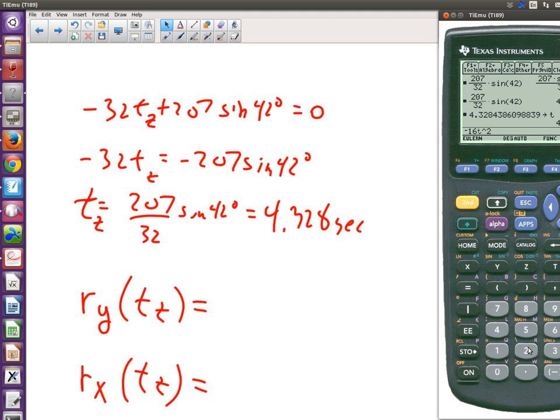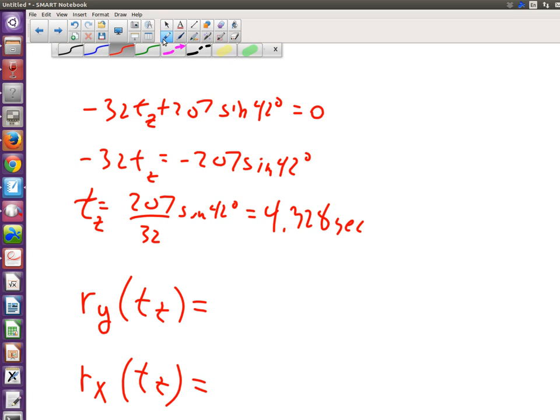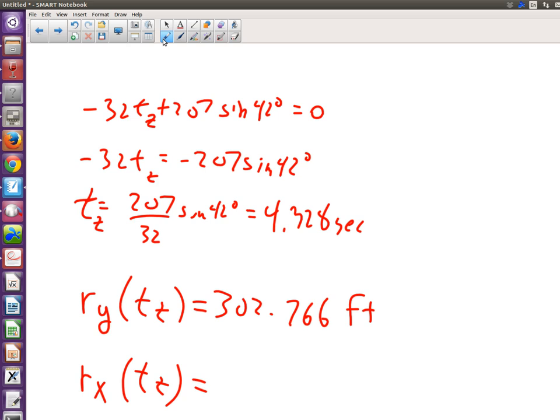All right. Plus 207 sine of 42 T. Now notice we already substituted in for T, right? Plus 3. And there you go. Since T was already in decimal form, it's giving you the answer in decimal form, and it rounded it off for you to 3 places nicely. So what should I write right here? 302.766 feet. All right, so that's the maximum height of the baseball.